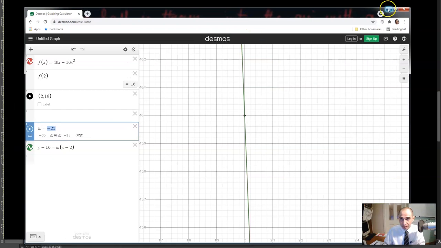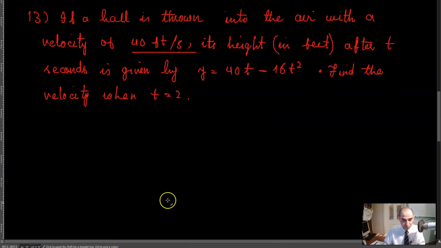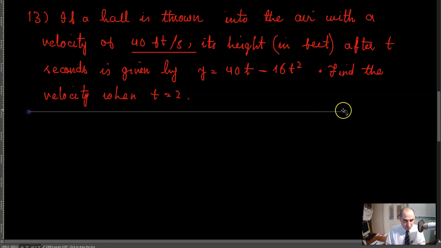Now, let's calculate that. The instantaneous velocity at 2 seconds must be somewhere very close to negative 25, right? So to calculate this, you want to calculate the derivative of this function. If you call this f of t, f of t is equal to 40 times t minus 16 times t squared, right?